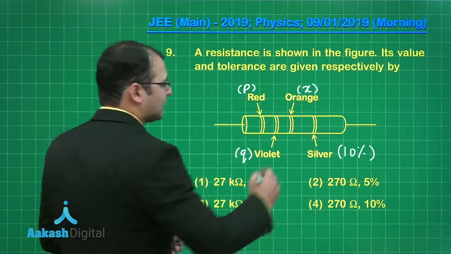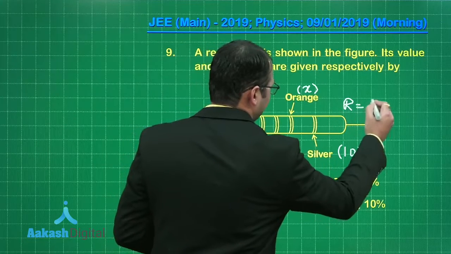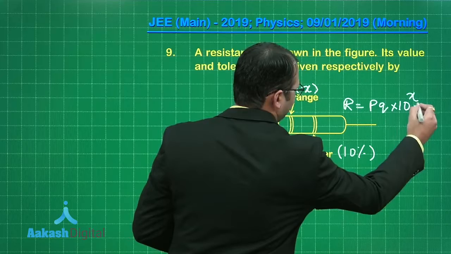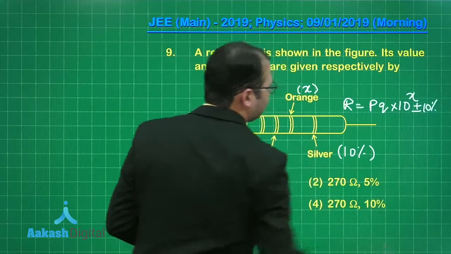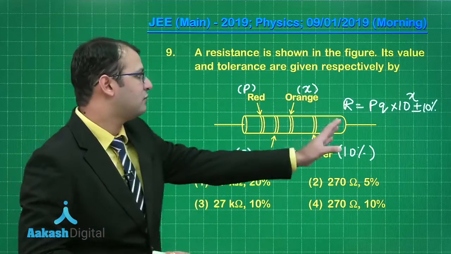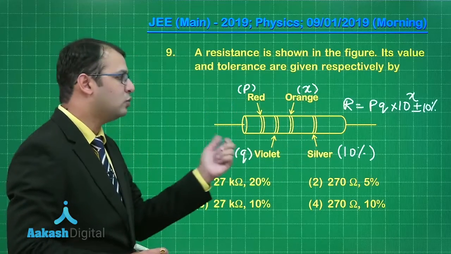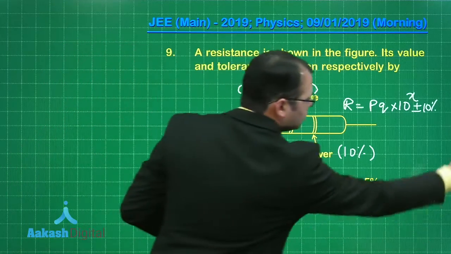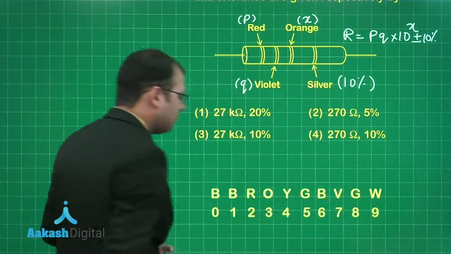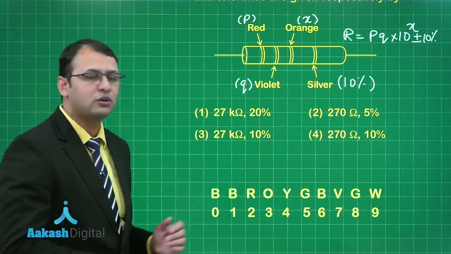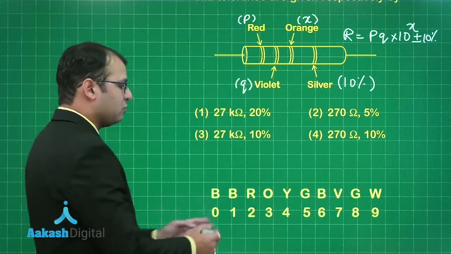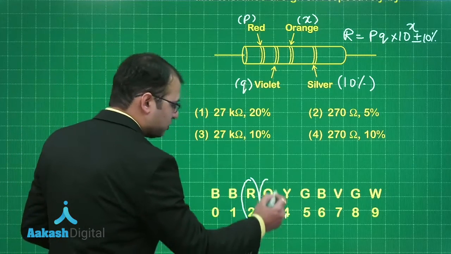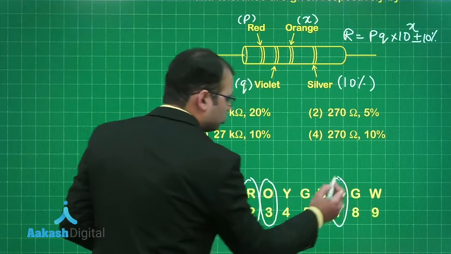So this resistance can be represented as P, Q into 10 to the power x plus or minus 10%, where P and Q should not be multiplied, you have to just represent their values. Now what would be the value of red, orange, violet and silver? We have a very famous mnemonic for these, that is BB Roy from Great Britain has very good wife, and this has been arranged from 0 to 9. So red corresponds to 2, orange corresponds to 3 and violet corresponds to 7.